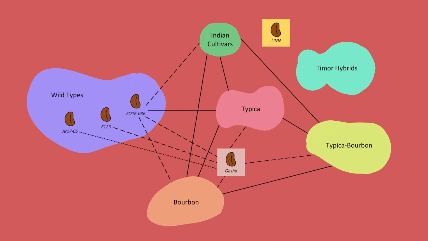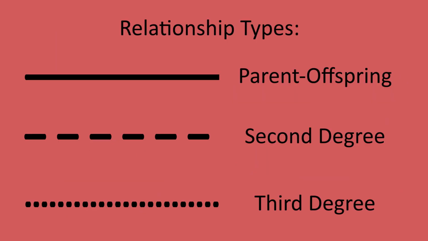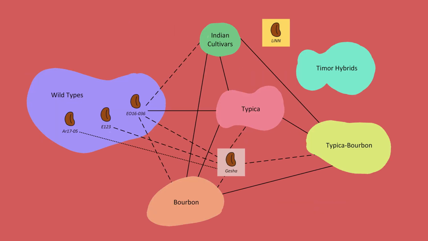Here is a highly simplified pedigree chart illustrating the type of relationships between the main groups of C. arabica. And for readability's sake, not all members are shown. The colored bubbles represent a cluster of C. arabica wild types and cultivars, and not all cultivars are bubbled. The line shows the type of relationship between them, with the straight line being parent-offspring, the dashed line being grandparent-offspring, and the dotted line being great-grandparent-offspring. Feel free to pause the video to take a closer look at it.